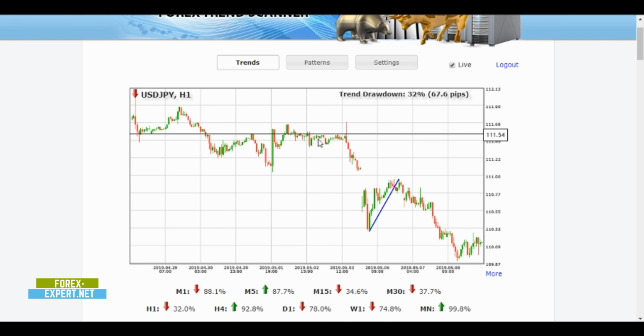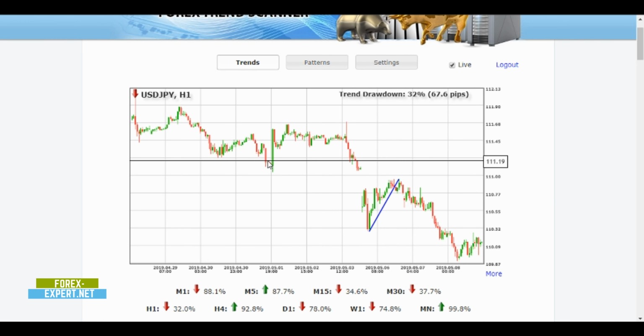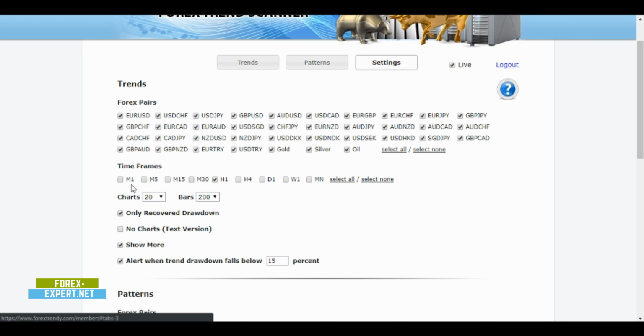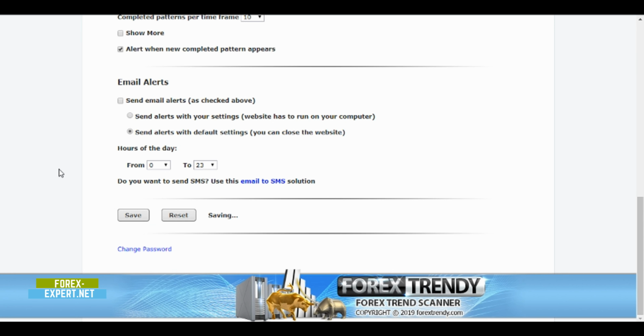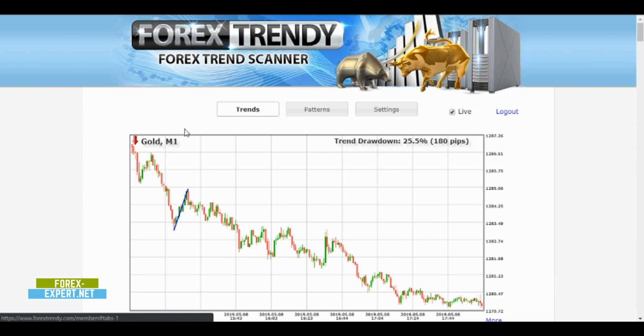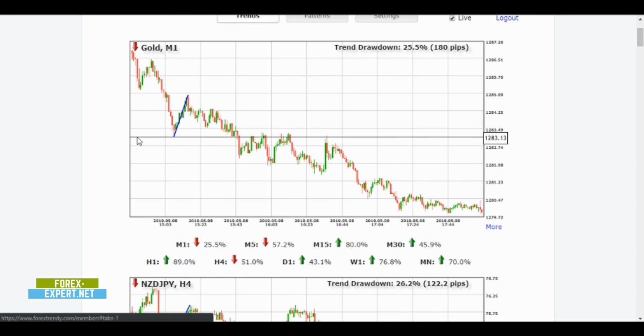But I always look at the general trend direction to see if the trend is going to continue or to stop soon. Let me select the time frame so I can give you a clear view of what I'm talking about. For example, we have gold, we have a downtrend, 1 minute time frame. The drawdown is 25%, and the downtrend is confirmed on the 5 minute time frames.